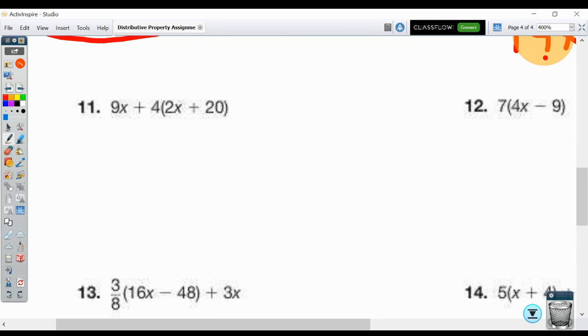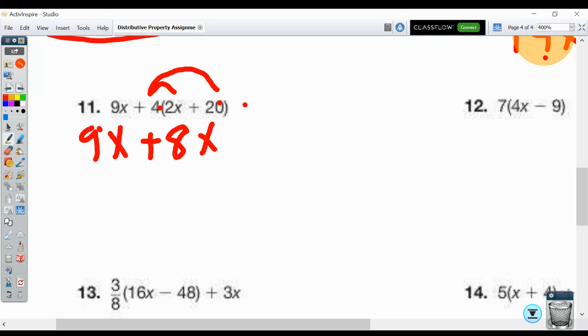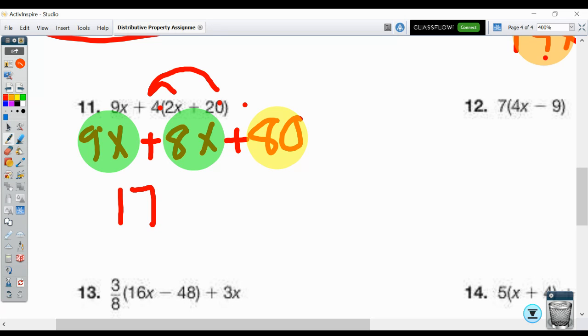Number 11, again, we need to do this section first. I'm not going to use any of the other. I'm just going to use the box method and the arrow method. So we're going to do arrow. I draw the arrow. Remember, I don't do anything with the 9x before I do my parentheses. So I write 9x plus 4 times 2 is 8x, and then 4 times 20 is 80. So now, if I go back, I've got my x's, I've got my constant. If I add these together, I end up with 17x plus 80.